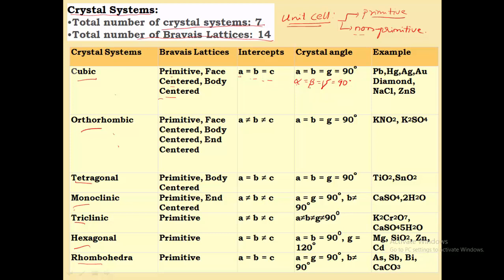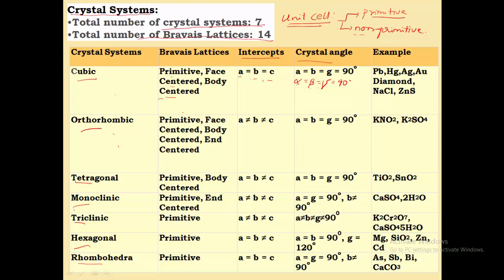You can hear a, b, g mentioned. Instead of that, you can also consider alpha, beta and gamma, that is equal to 90 degrees. Here a means alpha, b means beta, g means gamma. Here we have not used the symbol. Instead of that, we have used the first letter of that symbol. Remember these crystal angles and intercepts, that is the edge lengths.